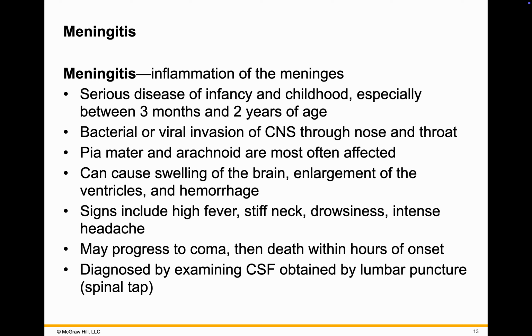It can cause swelling of the brain, enlargement of the ventricles, and hemorrhage. Signs would include high fever, stiff neck, drowsiness, intense headache. May progress to coma and then death within hours of onset. And it's diagnosed by examining cerebrospinal fluid that we obtain from a lumbar puncture or a spinal tap.